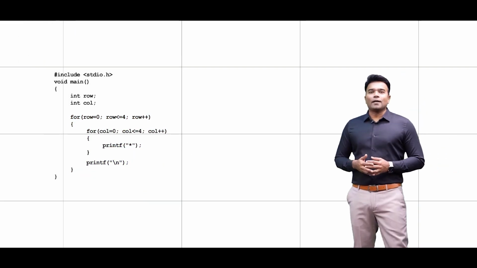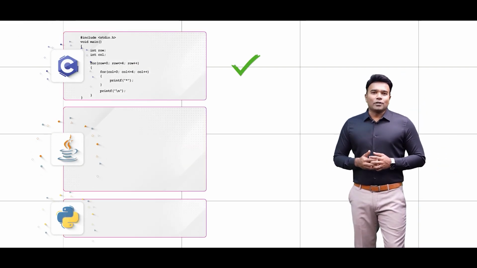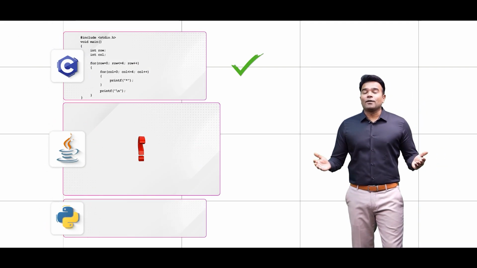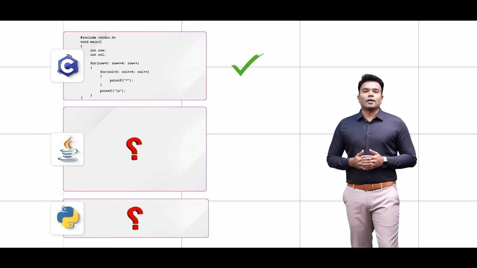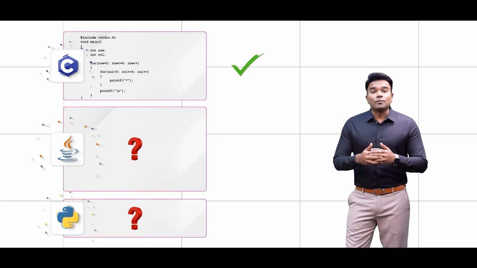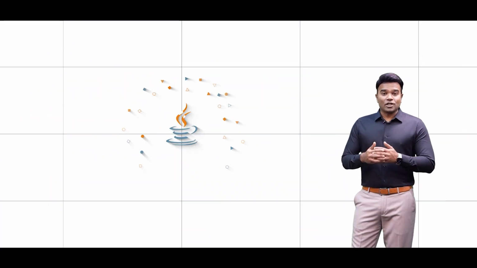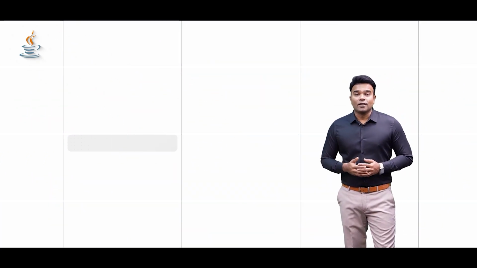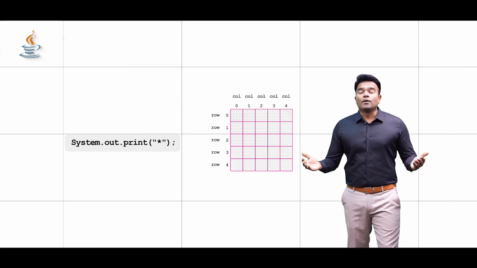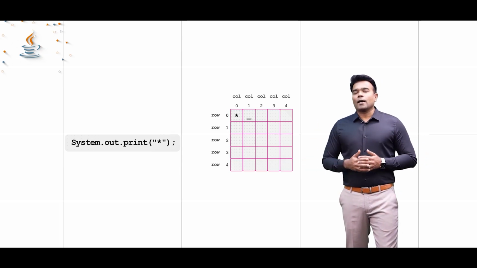Now that you have understood all of this, what is really the story in case of Java? What is really the story in case of Python? Let me explain. In as far as Java is concerned, you know that this line of code is going to be printing a single star on the screen.